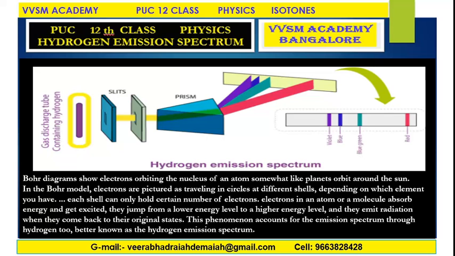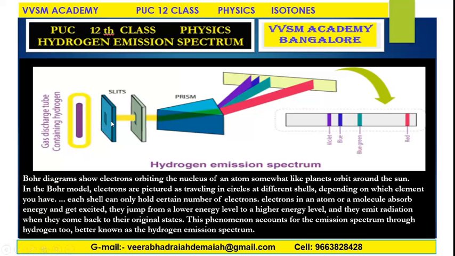Electrons in an atom or a molecule absorb energy and get excited. They jump from a lower energy level to a higher energy level, and they emit radiation when they come back to their original states. This phenomenon accounts for the emission spectrum of hydrogen, better known as the hydrogen emission spectrum. This is the hydrogen emission spectrum, starting from the gas discharge tube containing hydrogen.